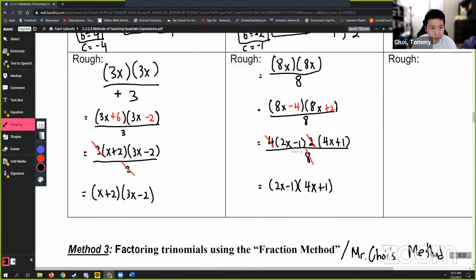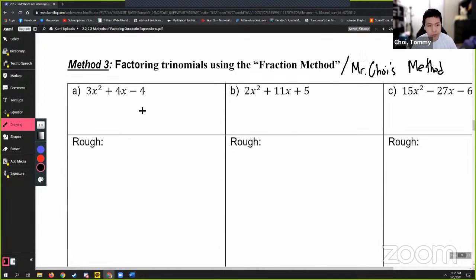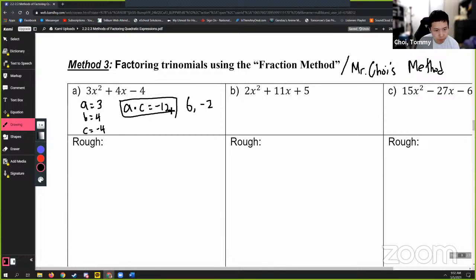So let's look at the same equation here, right? 3x squared plus 4x minus 4. This is the same one as the previous method. So A is 3, B is 4, and C is negative 4. And the two numbers are going to be from A times C, right? Negative 12. And we said before the two numbers from here were 6 and negative 2. So that doesn't change, right? That's still from the previous question. The two numbers don't change.